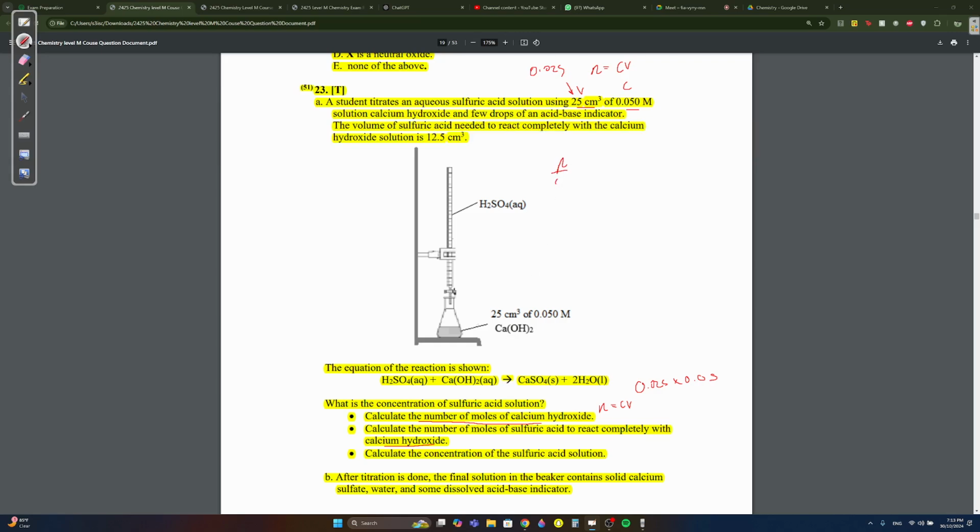First thing, you need to say n over coefficient of the acid is equal to n over coefficient of the base. Okay, I didn't write this in the solution, but I'm telling you, you have to write this. n over coefficient of the acid. The acid is H2SO4. You can write this on the side.